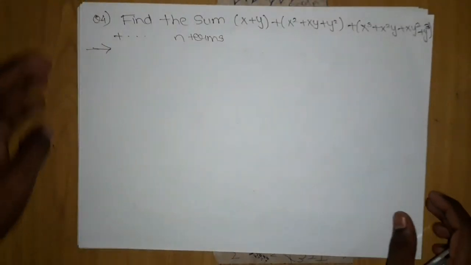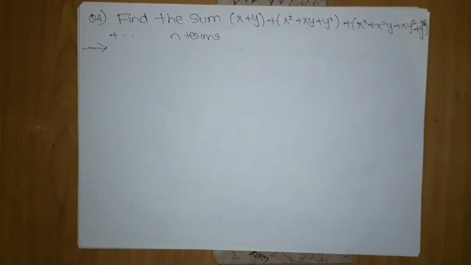Now let's move on to the next question, question number 4. It says find the sum of x plus y, plus x square plus xy plus y square, plus x cube plus x square y plus xy square plus y cube, till n terms.